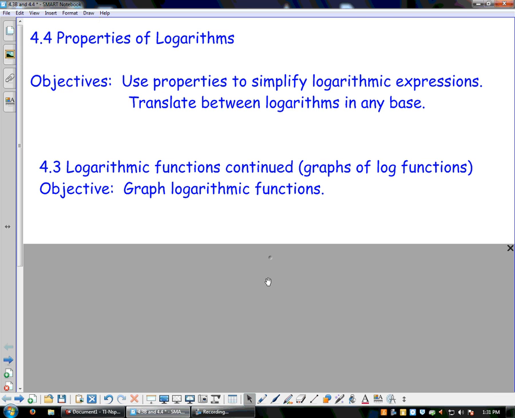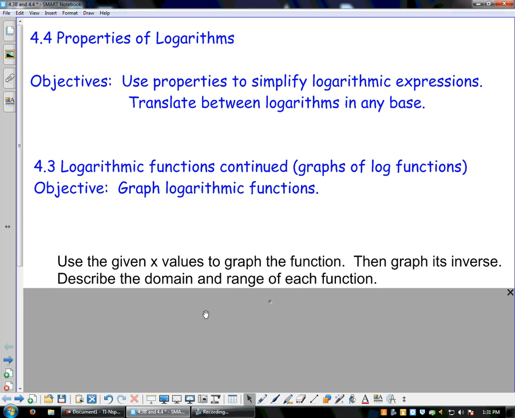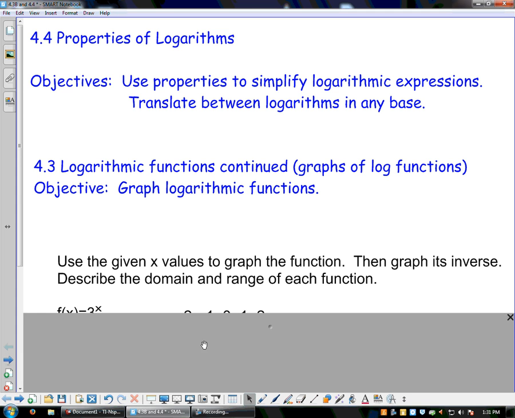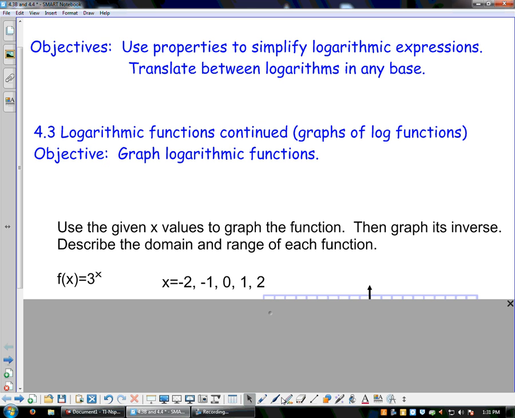This is our look at section 4.4, properties of logarithms, and also one last look at section 4.3, logarithm functions continued, because on the video that you saw just previously, there was no graphing of logarithms, but we do need to talk about that. So let's start with that first. We're going to look at graphing. So this is really section 4.3.